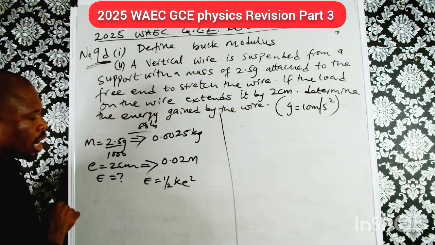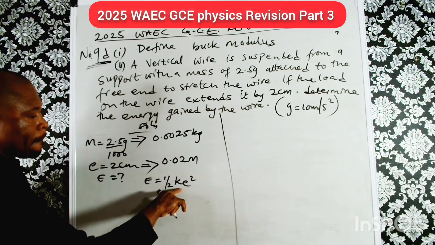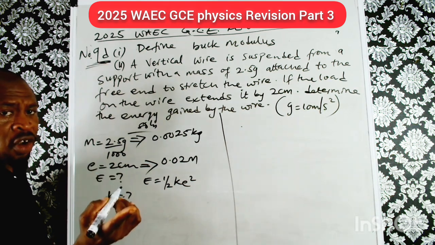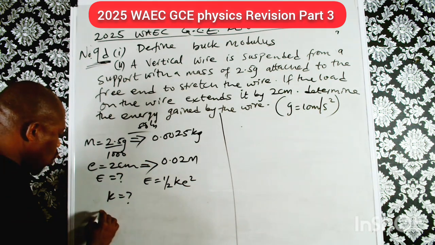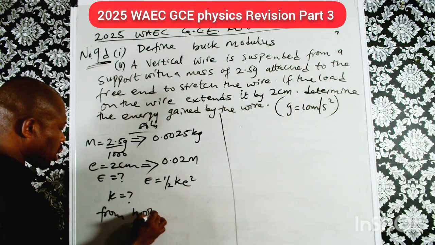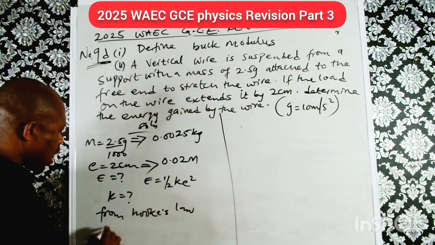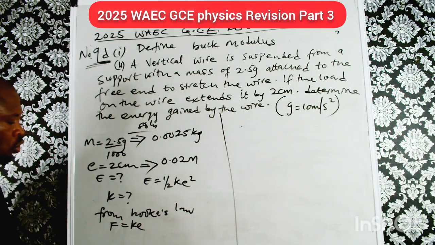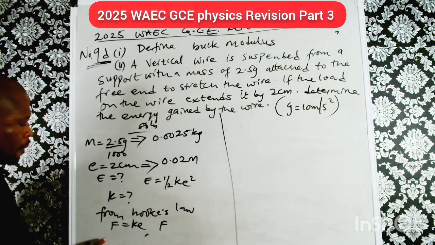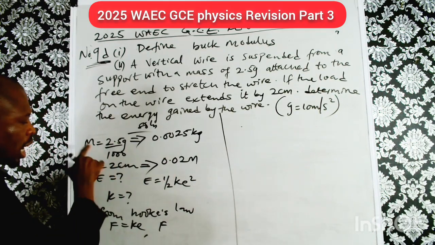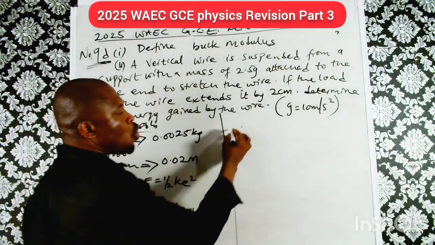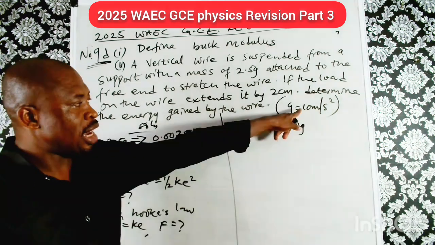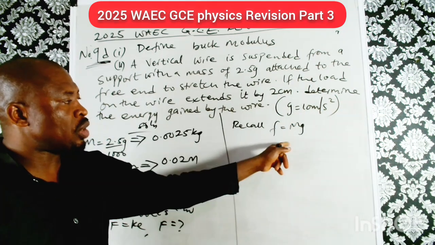Now, what is K? We don't have K. What is the formula for K? From Hooke's law, we know that F is equal to Ke. But what is our F? F is not here. Rather, they only gave us M. Recall that F is mass times acceleration due to gravity. That is why we are given this, so we can use it to get our F.